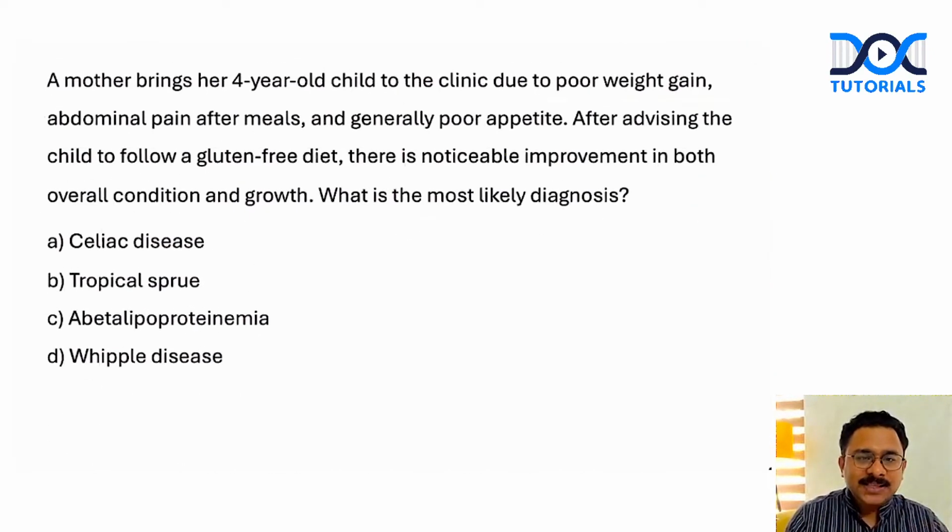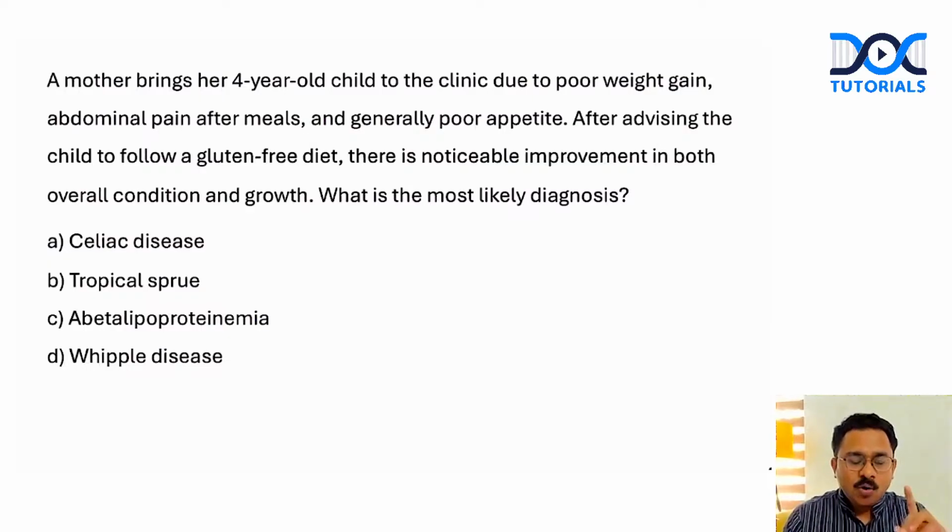A mother brings her 4-year-old child to the clinic due to poor weight gain, abdominal pain after meals, and a poor appetite. After advising the child to follow a gluten-free diet, there is noticeable improvement in the overall condition and growth. What is the most likely diagnosis? So all my children, when you look at the options: celiac disease, tropical sprue, abetalipoproteinemia, Whipple's disease. What is common to all these 4 options? They are all disorders of malabsorption.